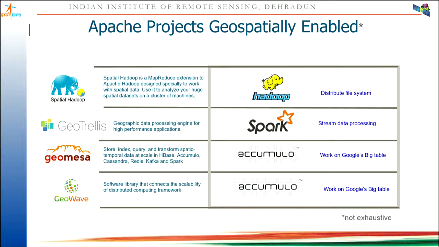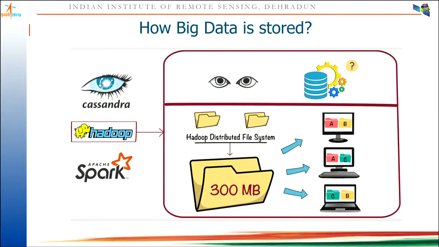And there are a number of tools available under this project called GeoMesa. Then we have the software library called GeoWave, which is a distributed computing framework where you can develop a lot of scientific models and scientific data analytics techniques on top of the GeoWave libraries. So these are some of the products which you can take for your geocomputation requirement on top of this big geodata.